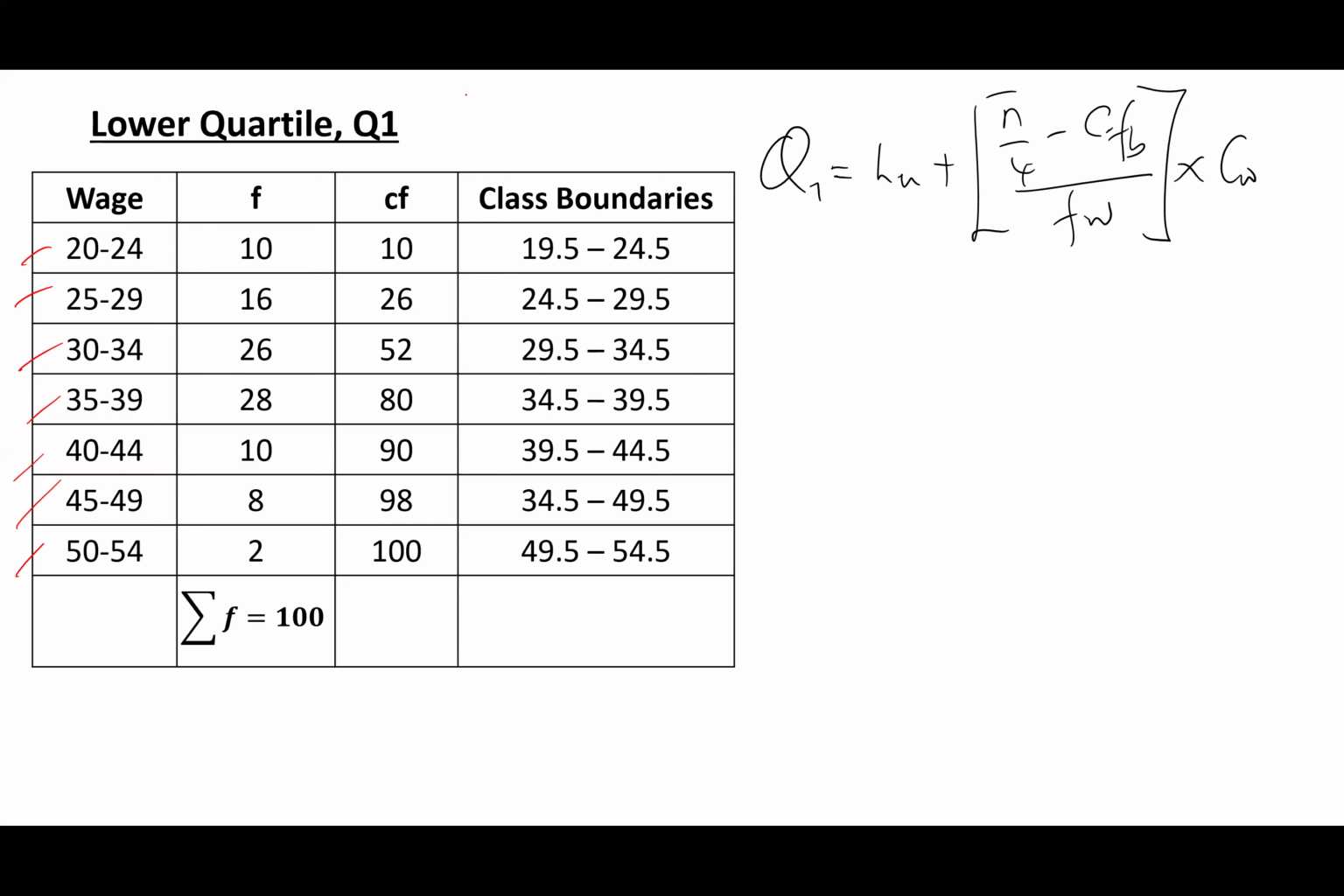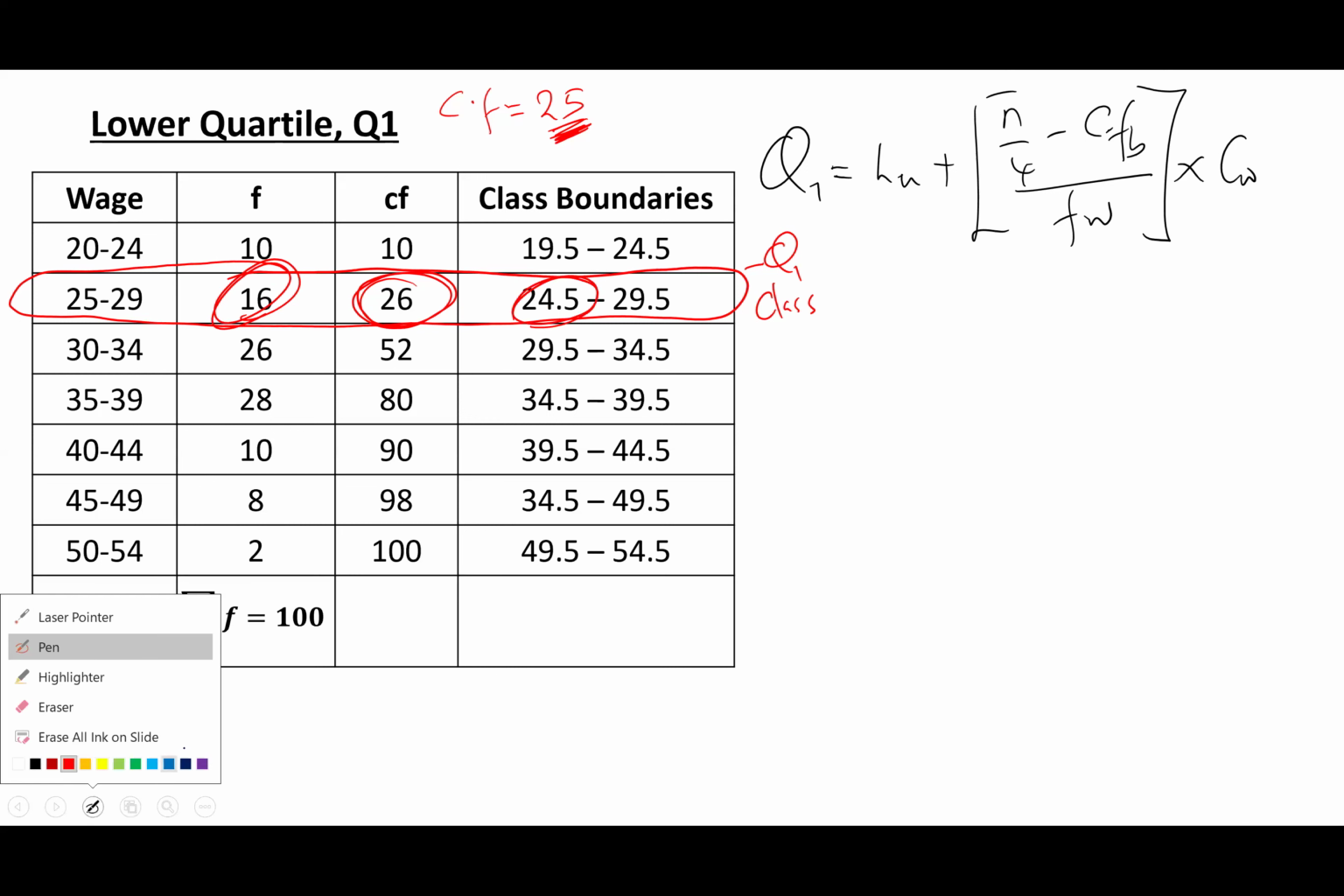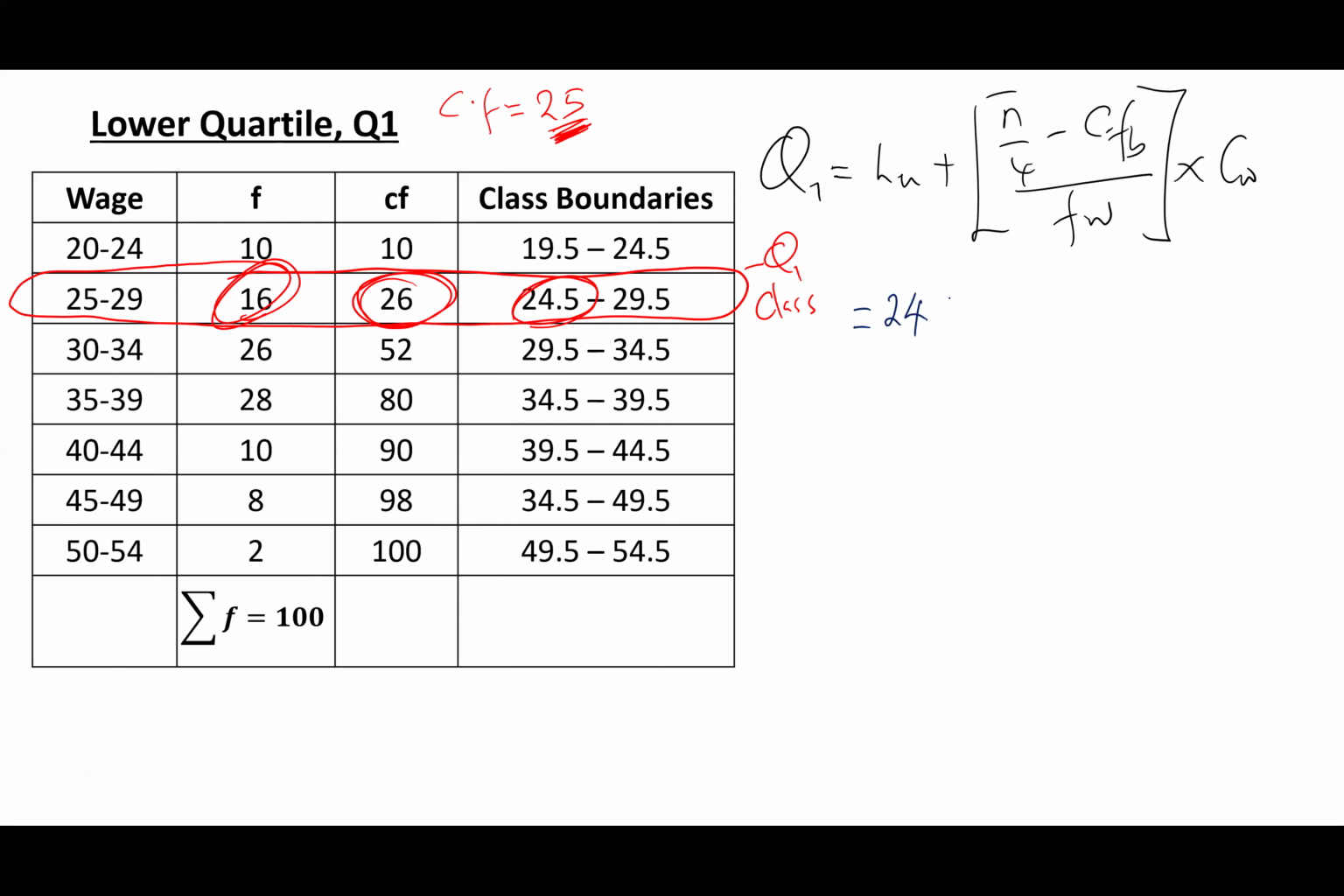Yet our cumulative frequency was what? Wasn't it 25? Yes, 25. So I think you took a wrong class because 25 would be in the 26 here. Because you are saying the lower quartile class should be the class with the cumulative frequency that is greater but very close. So this 26 is the one that is greater and close. So this one would be your Q1 class. So the frequency within is 16. Lower class boundary would be 24.5. So there you get 24.5 plus 100 over 4 minus the cumulative frequency before, which is 10, over the frequency within, which is 16, times the 5.